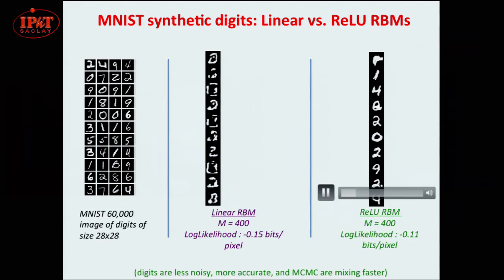So what you see here are two things. First of all, some digits may be well formed, but in many cases, the digits don't look as nice as here. And the other thing you can see is that the dynamics is much slower and can get stuck here.